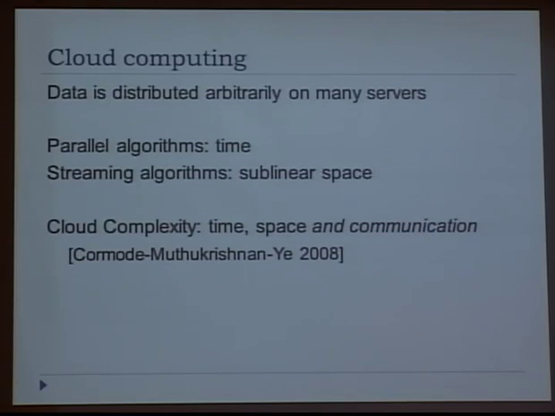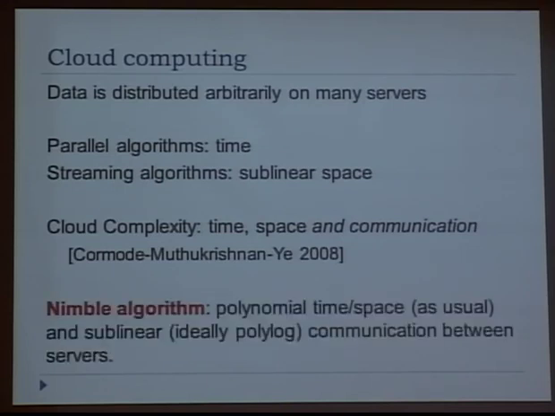This sort of consideration was introduced in a paper by Cormode, Muthukrishnan, and Yi in 2008. What we're calling a nimble algorithm is one that has polynomial time and space as usual, but ideally it also has sublinear communication, so the communication is much smaller than the size of the data. You don't want a solution where you say, let's just send all the data to server one, compute the answer, and you're done. So you want it sublinear. Somehow you're avoiding that.